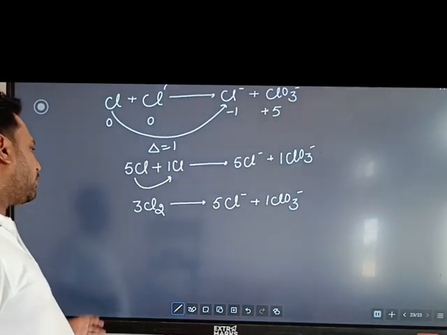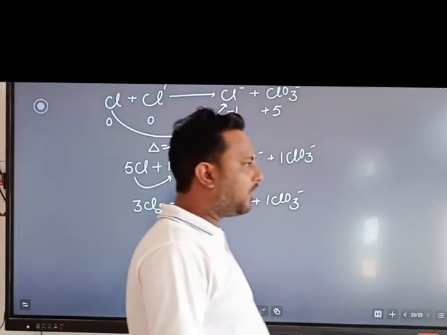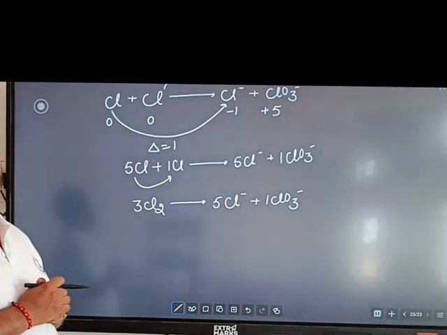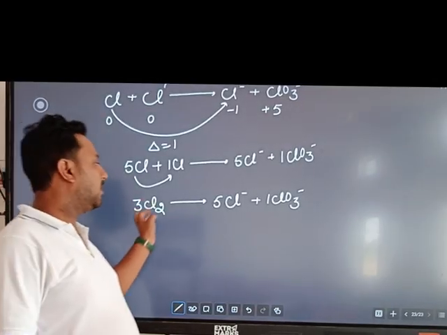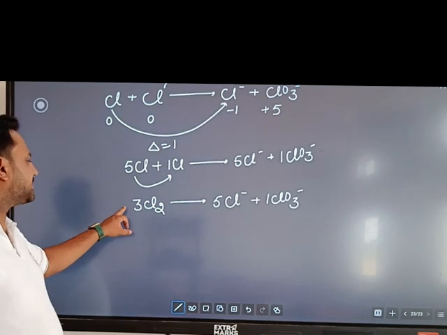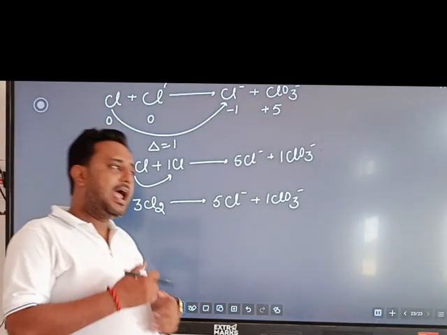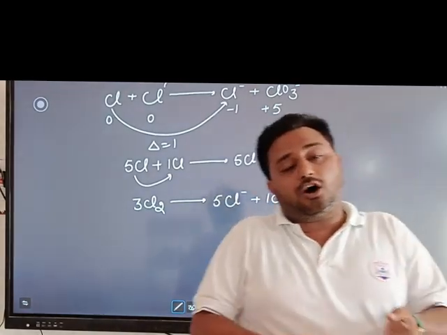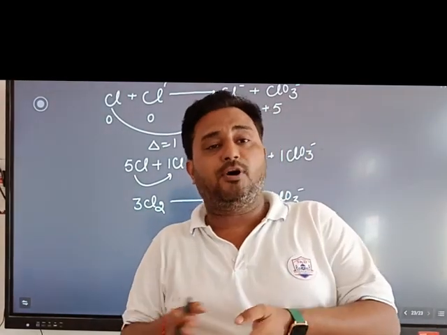So after the cross multiplication we will balance the oxygen. On reactant side there are 0 oxygen atoms, and on product side there are 3 oxygen atoms. As I told you in the previous lectures, oxygen can be balanced with the help of water.